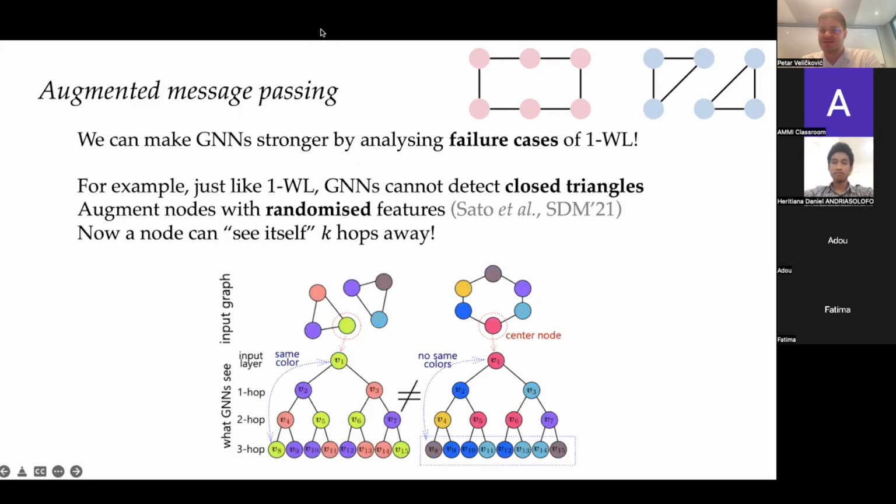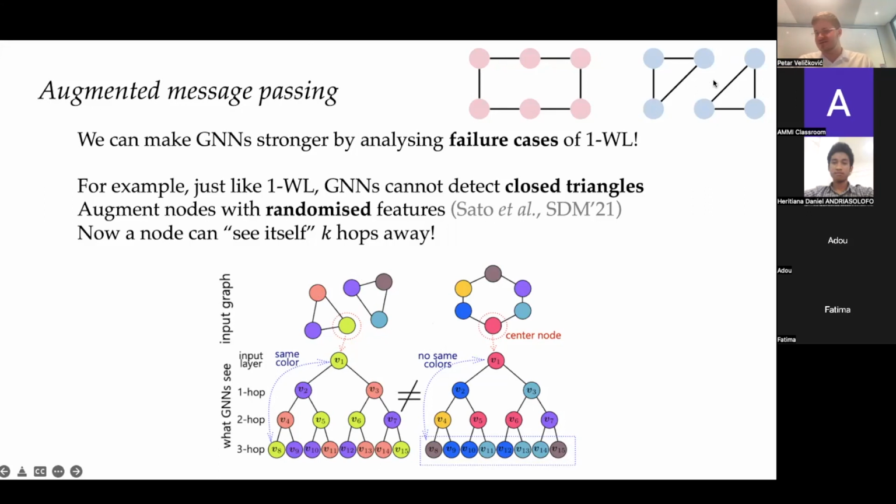You can basically just put a random number inside every single one of those nodes, right? And now suddenly, not only do these neighborhoods look different, you can also see yourself a certain number of hops away, which tells you, hey, you've closed the cycle of a certain size, right? So basically, the key point here is that if you already augment the graph neural network with something as simple as a random number, you can already tell apart some substructures that previously you were not able to tell apart.